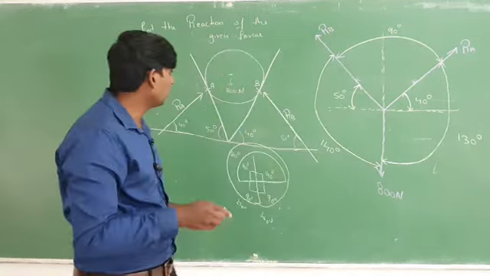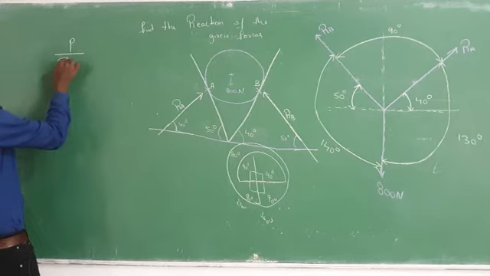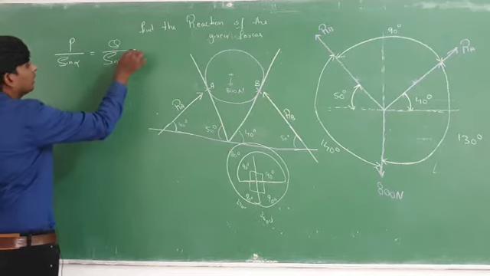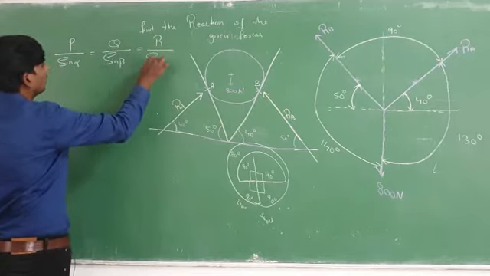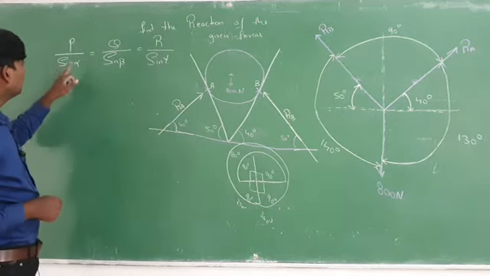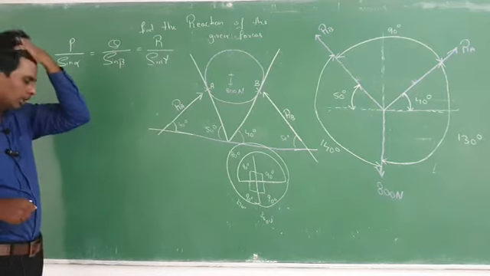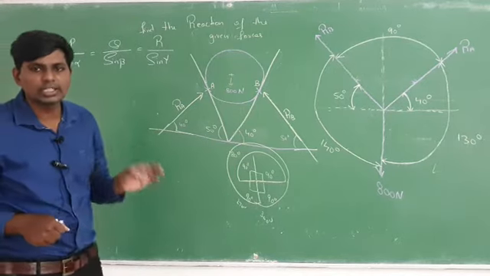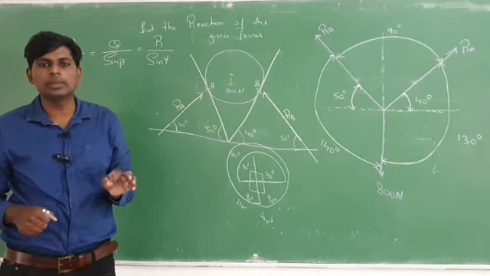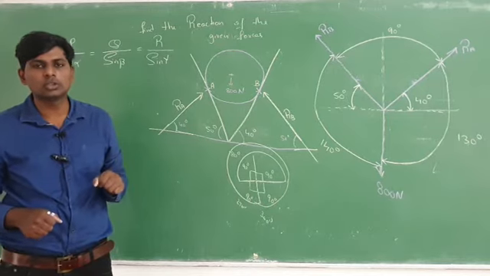So what do I have to do? First I will write down the formula for Lamè's theorem. What is the formula? P by sine alpha is equal to Q by sine beta is equal to R by sine gamma. This is the formula for Lamè's theorem. If three forces acting at a point are in equilibrium, then each force will be proportional to the sine of the angle between the other two forces, is known as Lamè's theorem.